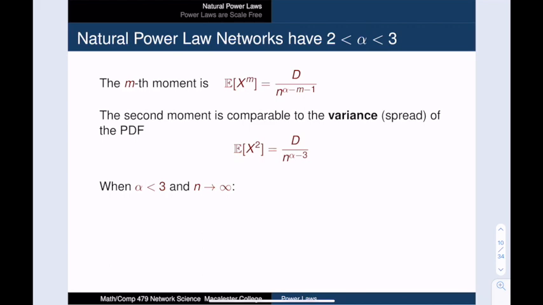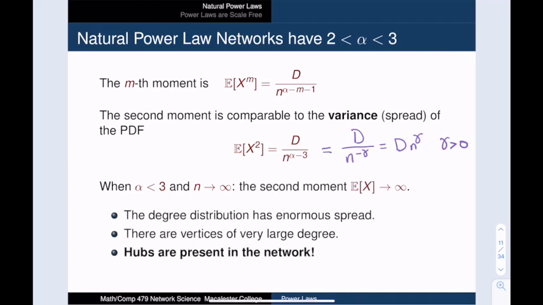Now let's talk about the second moment. The second moment of a distribution is comparable to its variance. In other words, the second moment tells us whether the distribution is mostly concentrated around its average value or if it takes a wide spread of values that can be very far away from the typical value. And we are interested in the natural power law sweet spot, so we want to know about the second moment when alpha is strictly less than 3. We can see that the second moment is d over n to some negative number, which is the same as d times n to some small positive number.